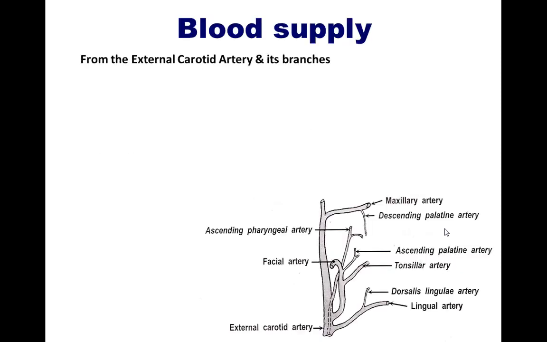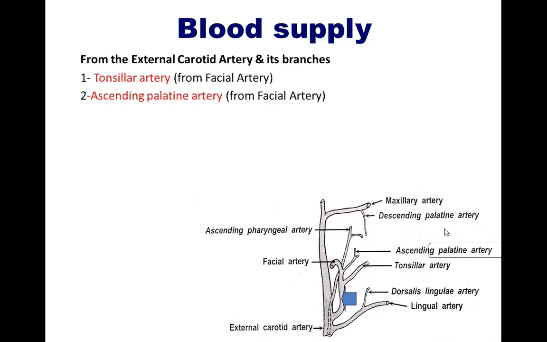So the blood supply of the pharynx. The blood supply comes from the external carotid artery and its branches. Here first we can see this is the external carotid, and here we can see the tonsillar artery, which branches from the facial. So this is the facial, and here this is the tonsillar artery, and we have the ascending palatine artery. Also, this is another branch from the facial.